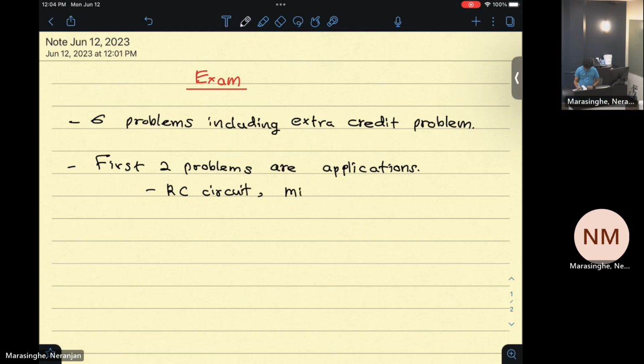Circuit and mixing problem and Newton's and Coulomb's laws, right? Then I would test you on the integration factor method. Sometimes for these problems you would need the integration factor method, because in applications also we are deriving an ODE, then we have to solve that, and you have to use one of those techniques. So I would test you on the integration factor method.